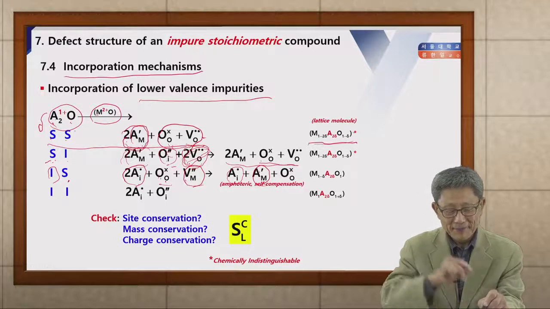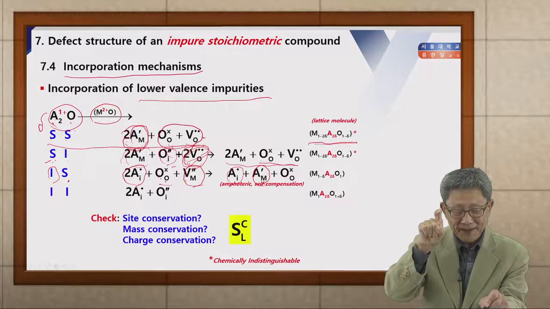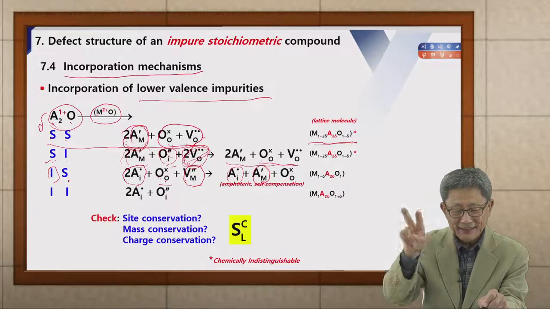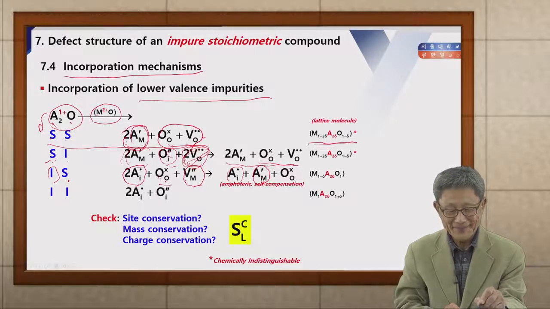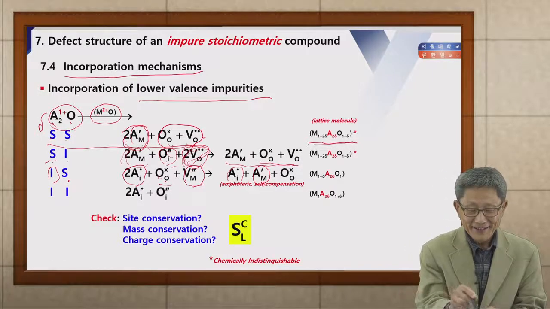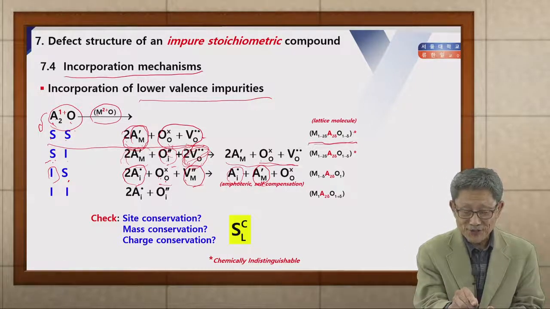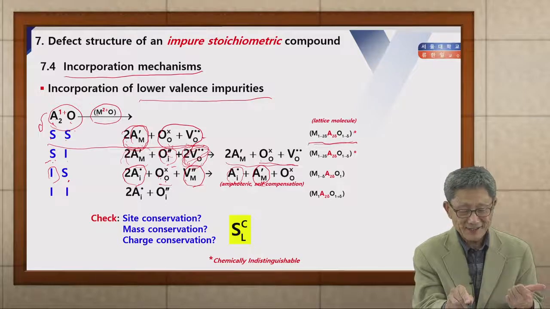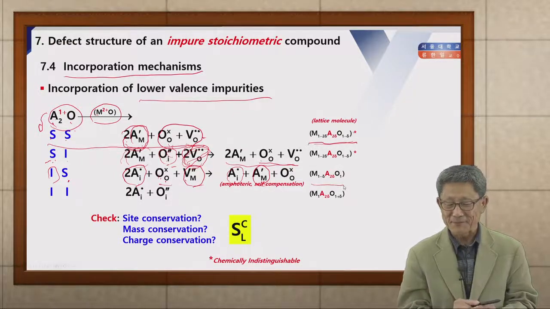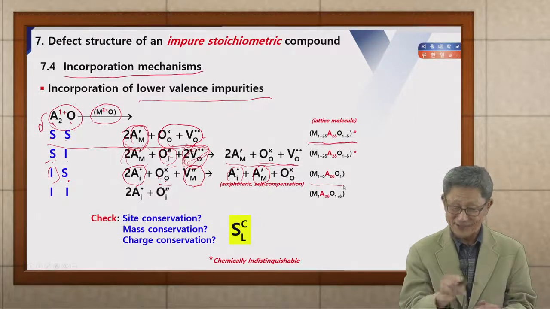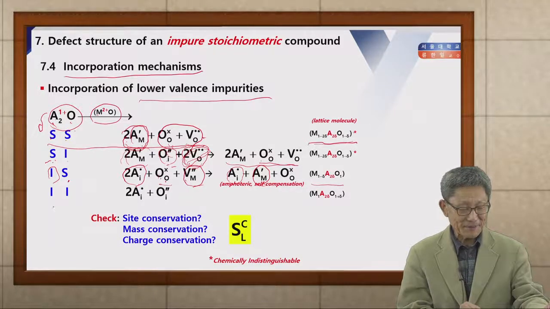Because monovalent cation replaces doubly valent, say divalent cation. Therefore, its effective charge should be -1. Okay. So in this case, again, you can check the site conservation, mass conservation, and charge conservation. And you can easily write down the lattice molecular formula as I wrote here. You can check.